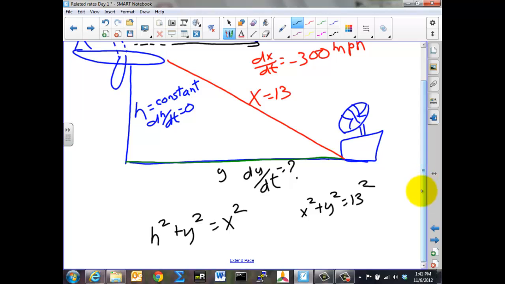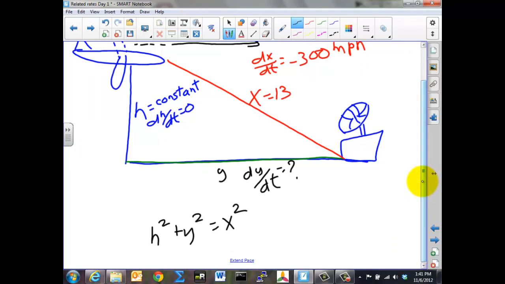We've got two equations here. Which one do you think looks better? h squared plus y squared equals x squared, or x squared plus y squared equals 13 squared? h squared plus y squared. This is the Pythagorean theorem, isn't it? I think it's going to make a little more sense and be easier to deal with. So you said the same thing as that there. Okay, I'm with you now.